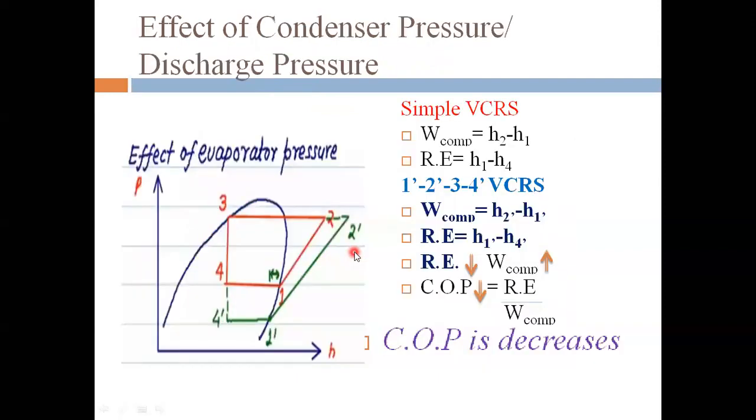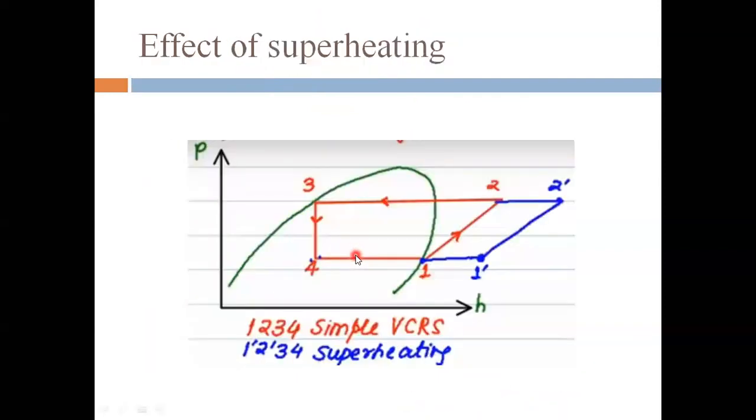So today we discussed the different factors which affect the performance of the VCRS. First, we discussed the effect of the evaporator pressure. Then the effect of subcooling, then the effect of the condenser pressure and the effect of superheating. It is already asked many times in the GATE examination. Also, it is asked in MCQs, multiple choice questions. So it is a very important question for the thermal engineering 2 refrigeration chapter.